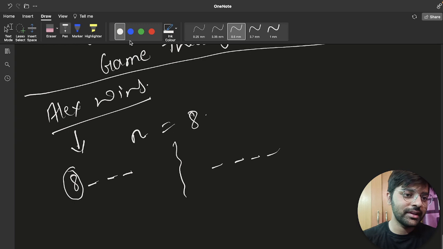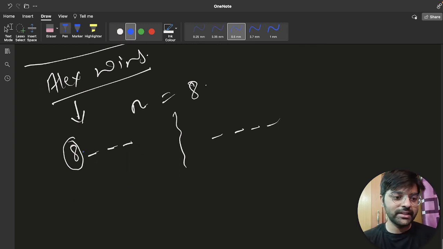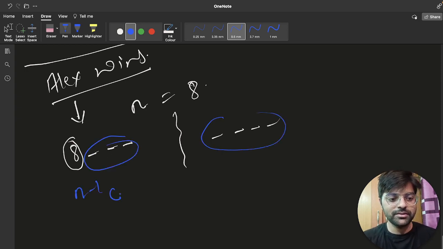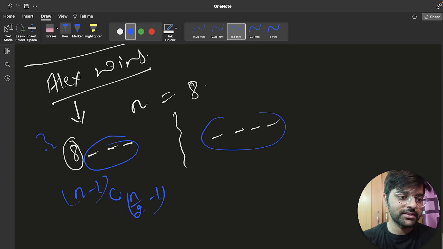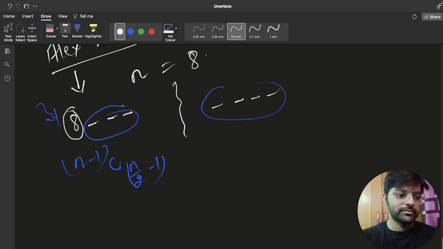Let's say Lx wins, Lx gets number 8. And what is the total number of possibilities to get this configuration? As you can see, there are 7 cards and you have to choose 3 on this side, 4 on this side, or 3 on this side. So this will be n minus 1 choose n by 2 minus 1, right? Because we have given 8 to Lx. So in this case Lx will win. So this is the Lx win configuration.